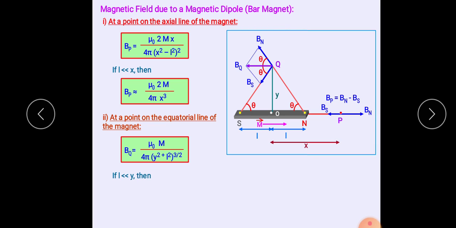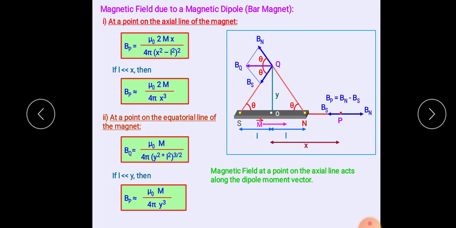If L is very less, we have BQ equals mu naught upon 4 pi, m upon y cube. The magnetic field at a point on the axial line acts along the dipole moment vector, and the magnetic field at a point on the equatorial line acts opposite to the dipole moment vector.